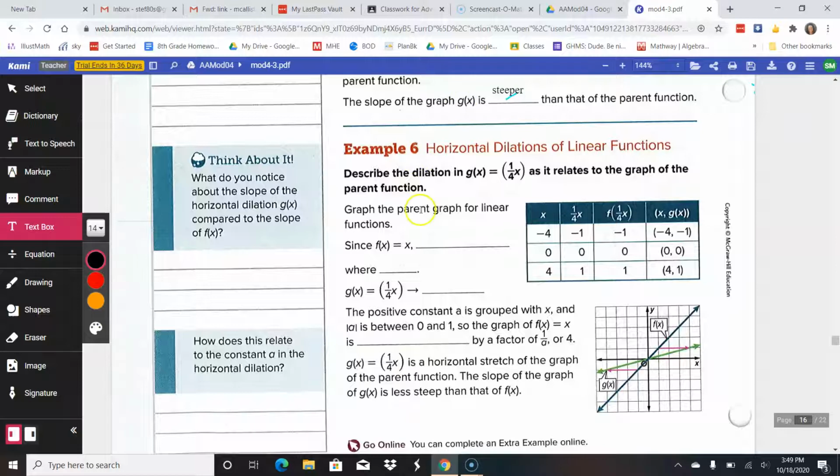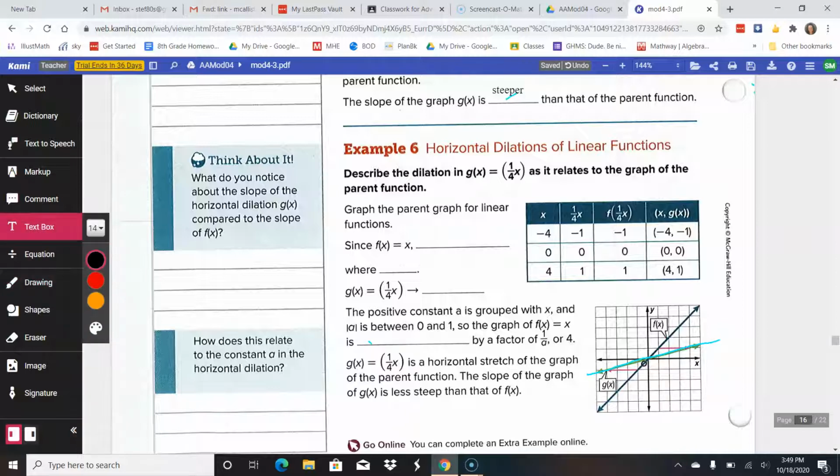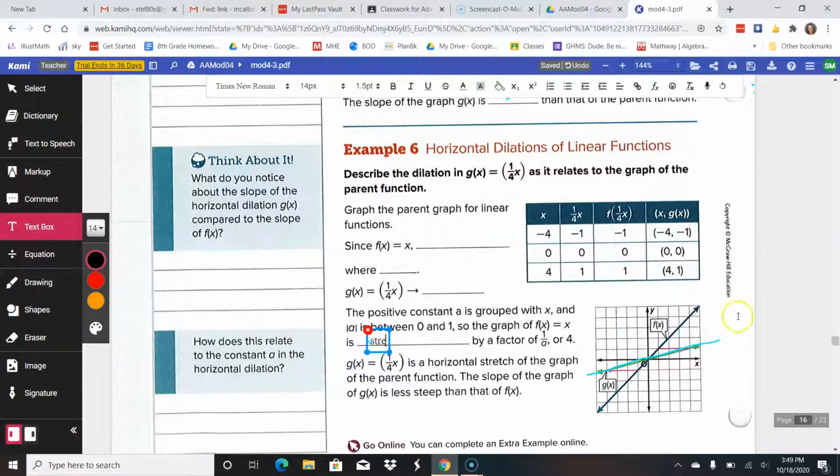So our parent function's f of x equals x, right? So it's not going to be anywhere near as fast. If I put these values in, -4, 0, and 4, look at this graph right here. You can see easily that this graph has a way less slope. It's 1/4 the slope of the parent function. And so they call that stretched horizontally. I'm getting closer to the horizontal axis. I'm stretching my graph horizontally.